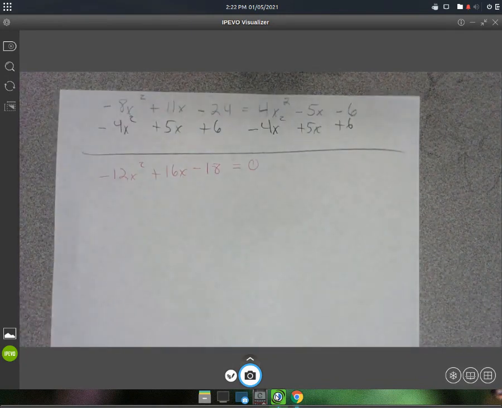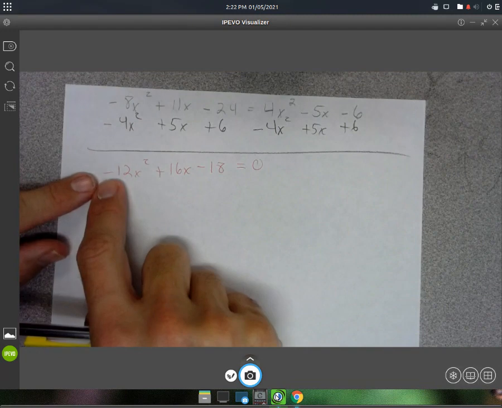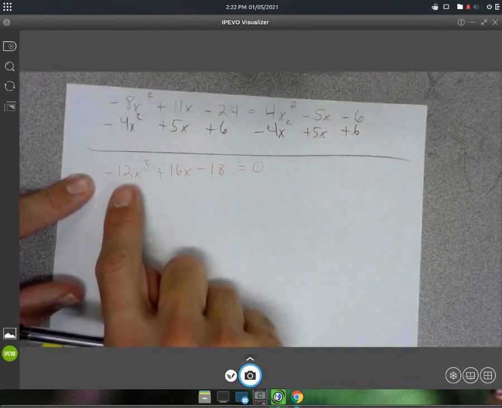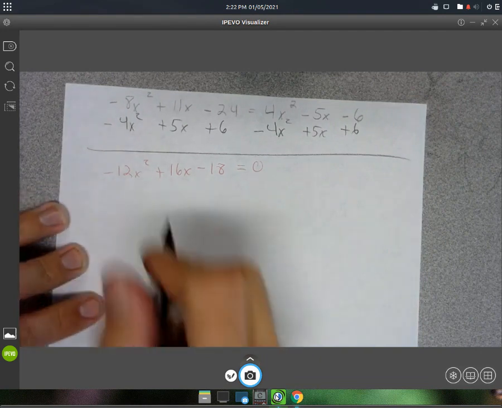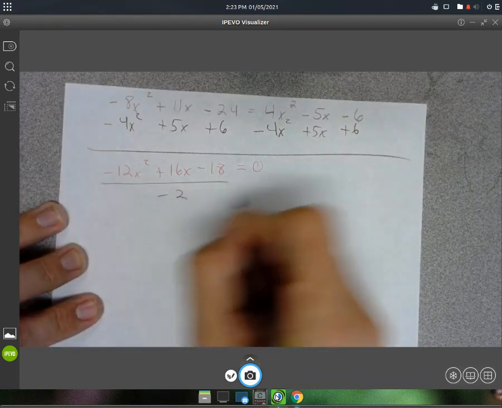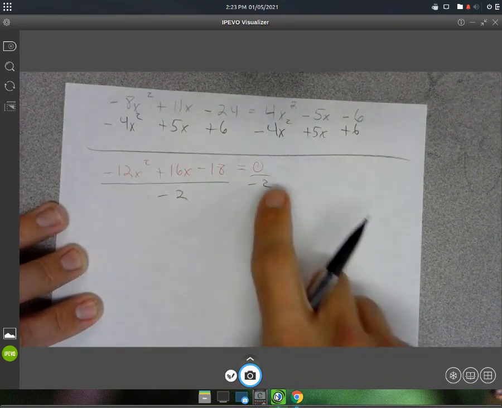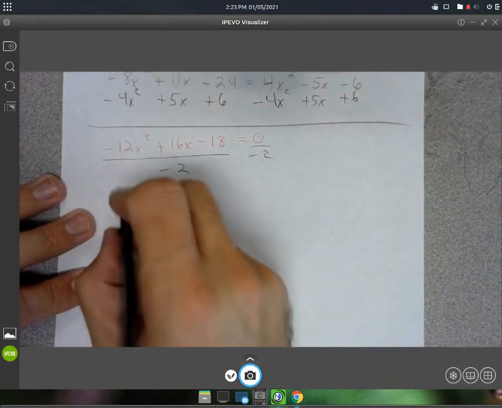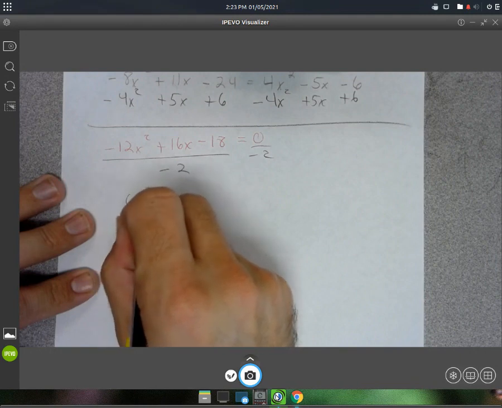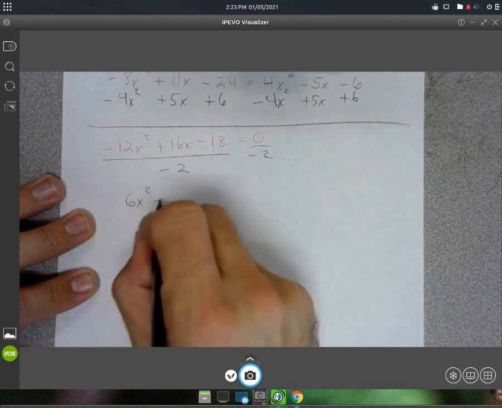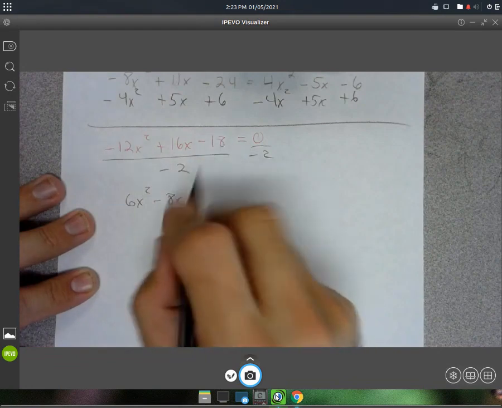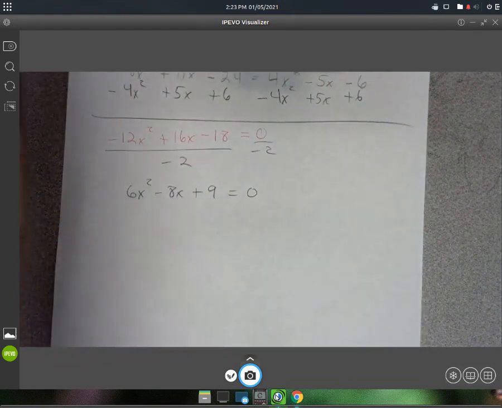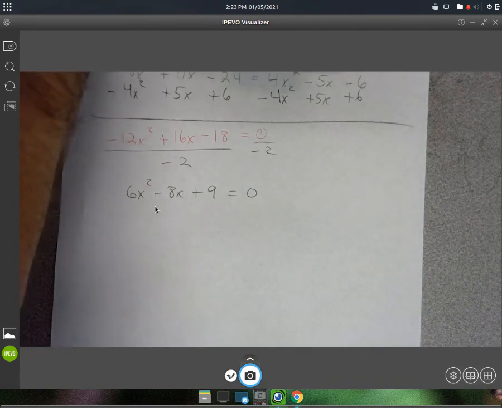Now, I know I don't like having the negative here, so I know I can divide by negative 1, but notice that all of these are even, so I'm actually going to divide them all by negative 2. And we can do that because it's an equation. All right, so negative 12x squared becomes positive 6x squared. The next one becomes negative 8x, and the next one becomes positive 9. All right, now we can go ahead and apply the quadratic formula.